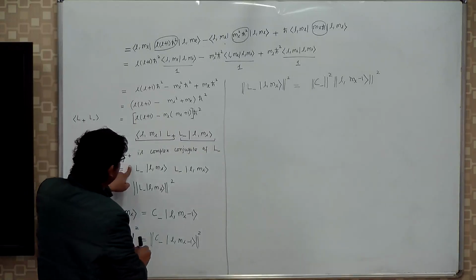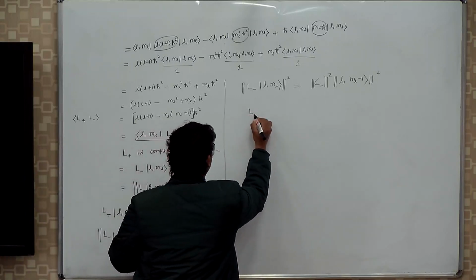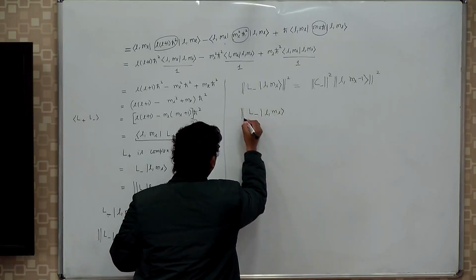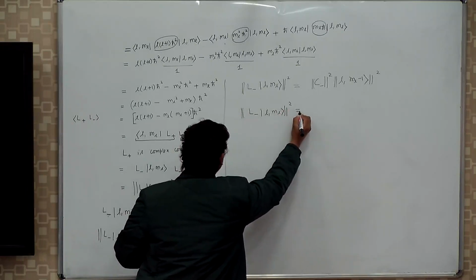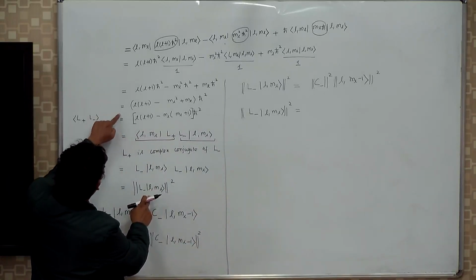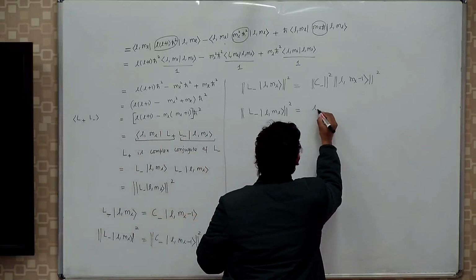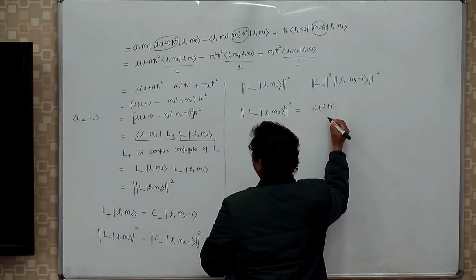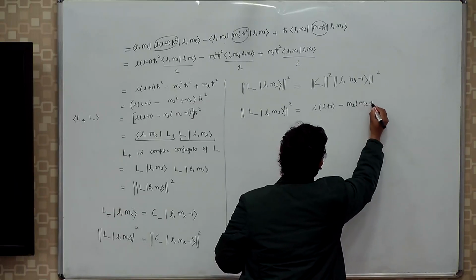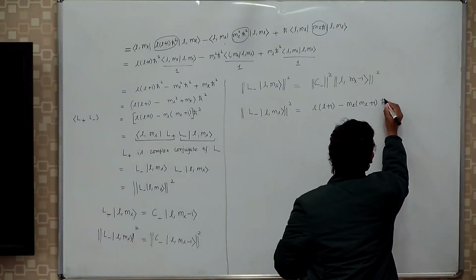When we compare this equation here, L minus L comma m L is nothing but L into L plus 1 minus m L into m L plus 1 h cross square.